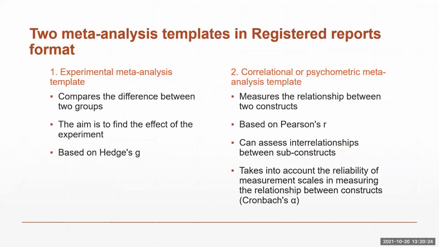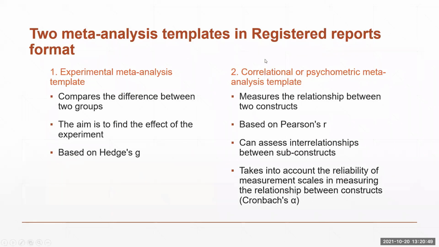Okay, so we have two meta-analysis templates in this format. One is for experimental meta-analysis, and experimental meta-analysis compares differences between two groups, mostly an experimental group and a control group. The aim is to find the effects of the experiment, and it's based on Hedges' g. If you don't know what it is, it's the same as Cohen's d. It's just a correction for Cohen's d.